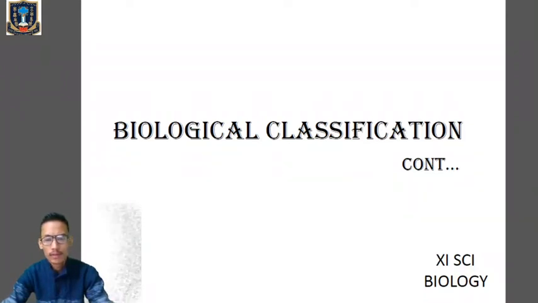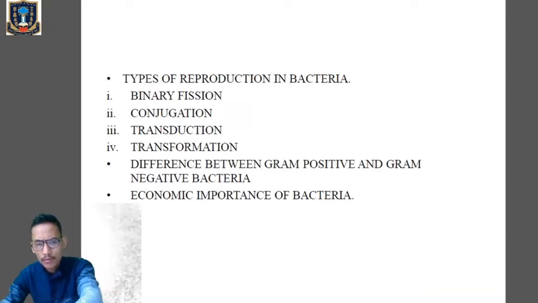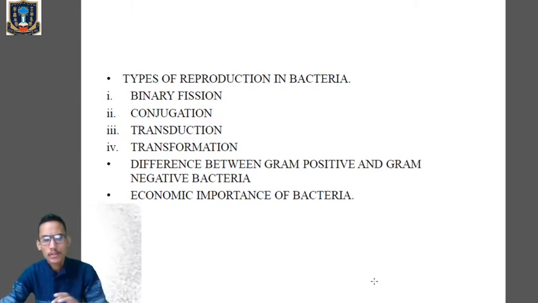Welcome to biology class. We are with the chapter biological classification, chapter number 2, and we are dealing with the kingdom Monera. And under Monera, we are learning about bacteria. In the last class, we learned about the classification of bacteria according to their mode of respiration, according to mode of nutrition, and so on. Clear? In today's class, we'll learn about the types of reproduction in bacteria. We'll learn about binary fission, conjugation, transduction, and transformation.